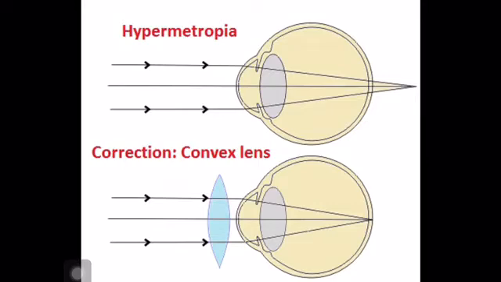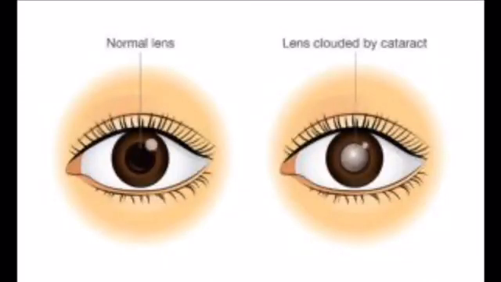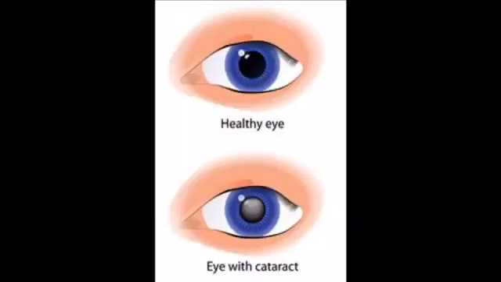Some more defects are there. Out of that, one is cataract. During old age, the lens becomes milky and cloudy in a cataract patient, and thus the person cannot see clearly. Cataract is treated by surgery. In this problem, the cloudy lens is removed and an artificial lens is transplanted in the eye.